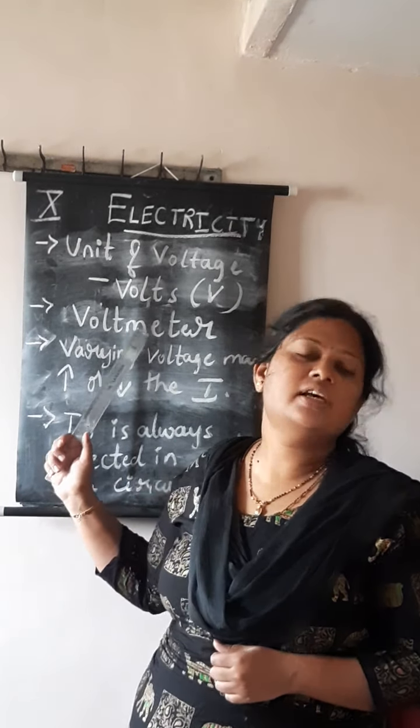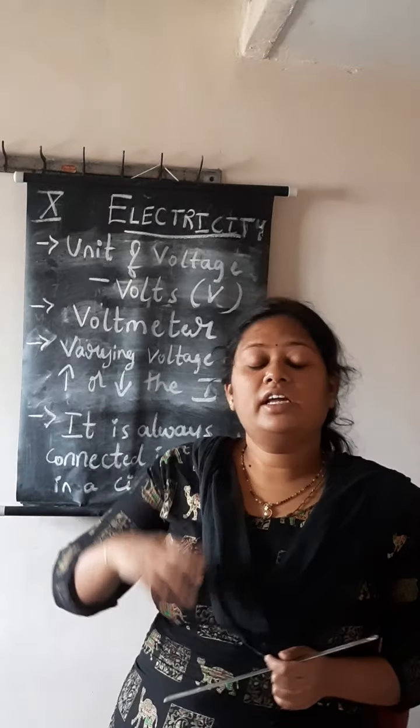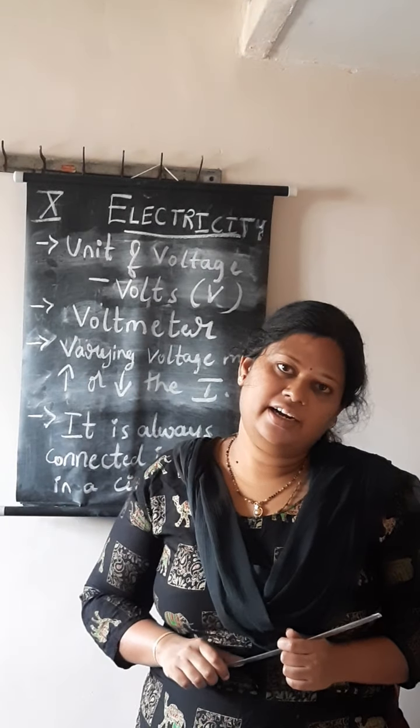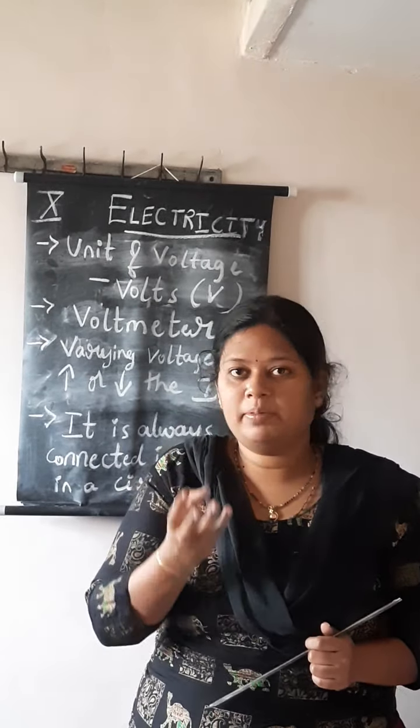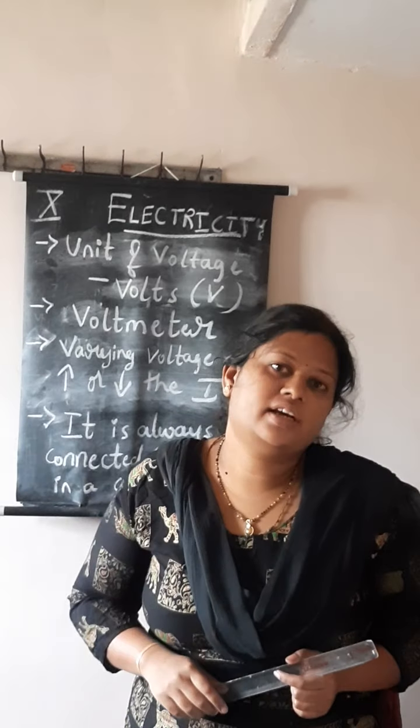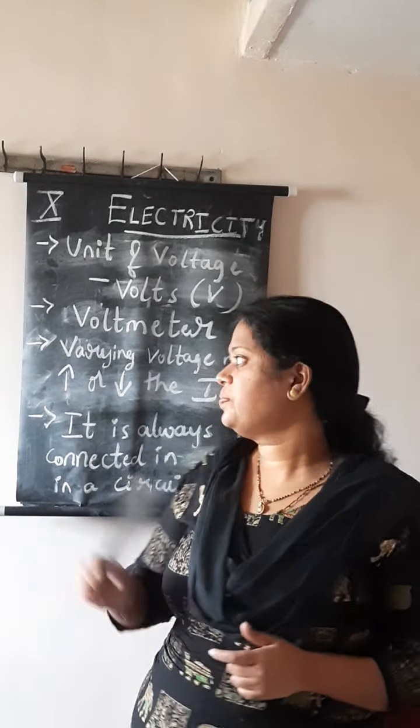Varying the voltage may increase or decrease the current. We use stabilizers maybe for the TV or the fridge. Why? Because to avoid high voltage during thunder or lightning, any variation in the voltage may destroy the gadgets. So we connect those with stabilizers, which prevent the entry of high voltage. What happens if high voltage comes? Varying the voltage may increase or decrease the current.